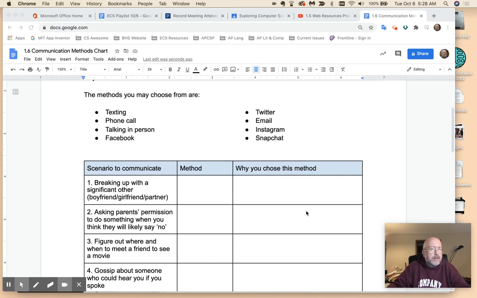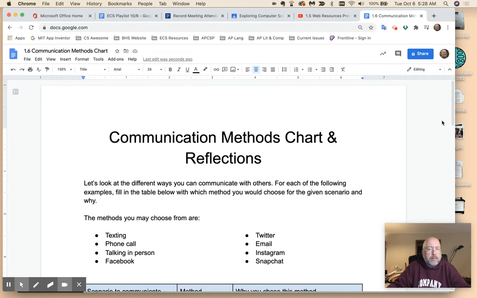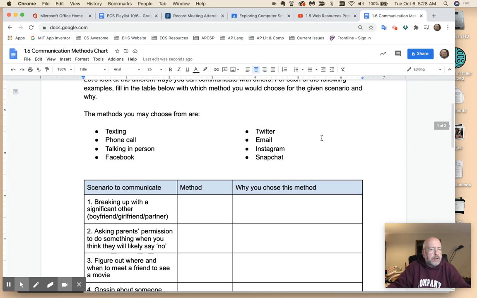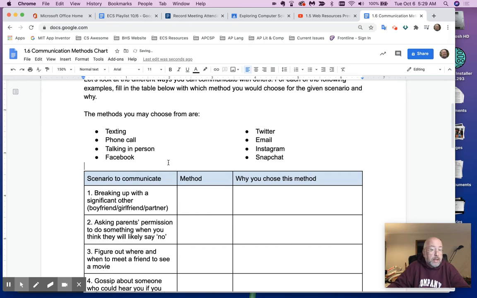So I've asked you to take a look at these ways of communicating with each other. You have a bunch of these: texting, phone call, talking in person, Facebook, Twitter, email, Instagram, and Snapchat. Those are the 8. I know that some others exist, but I'm going to ask you to restrict yourself for this exercise to those 8.